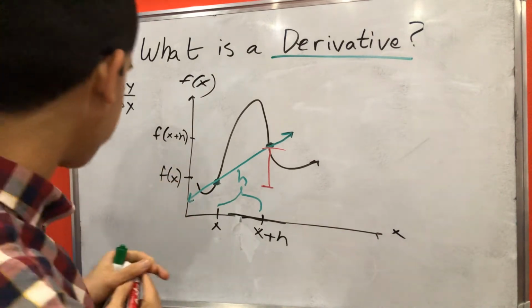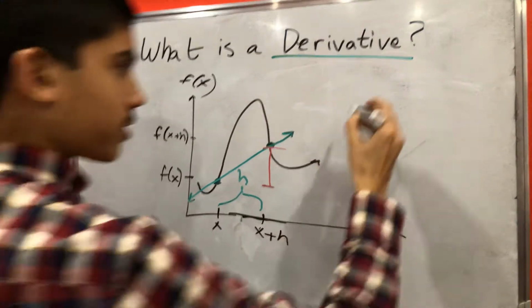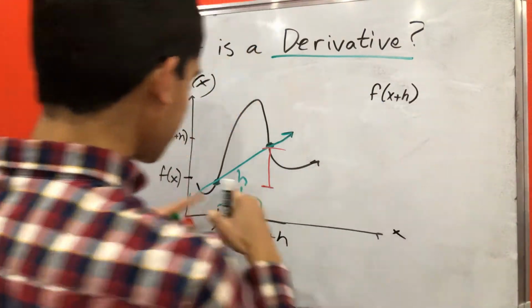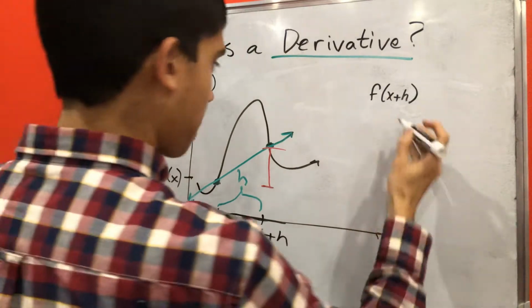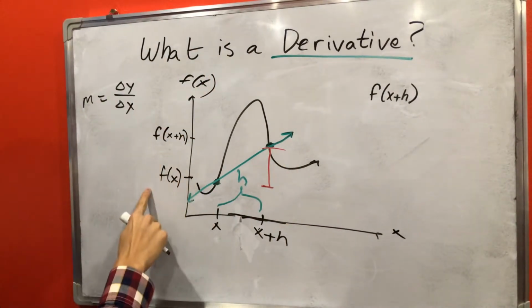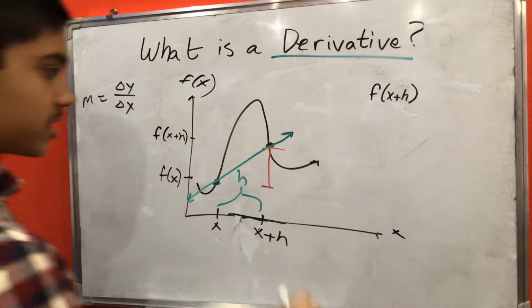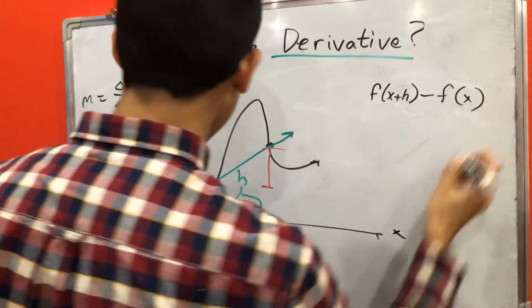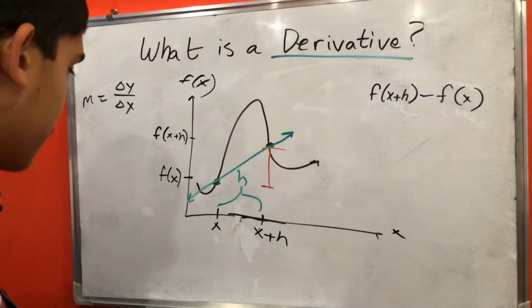So let's write it down here. This is f of x plus h minus what? Minus f of x. Yep. This minus this guy will give us this distance. Okay, and pause.